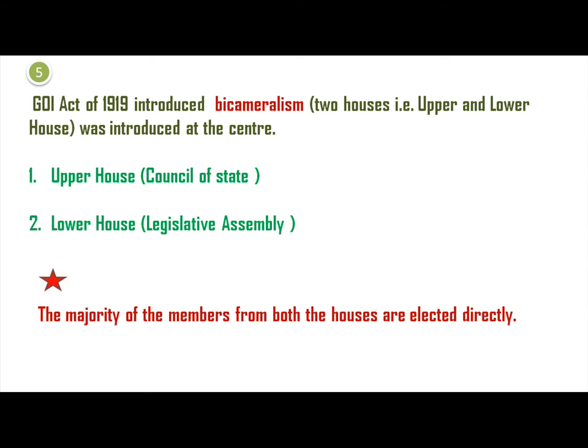Means both for the upper house and for the lower house, most of the members are elected directly through elections. This is different from the present day. In the present day, the majority of the Lok Sabha members are elected, but the Rajya Sabha members are nominated. They are not elected. You guys know this very well. But at that time, both upper house and lower house members were elected directly. So this is the difference between the present day and the olden days.